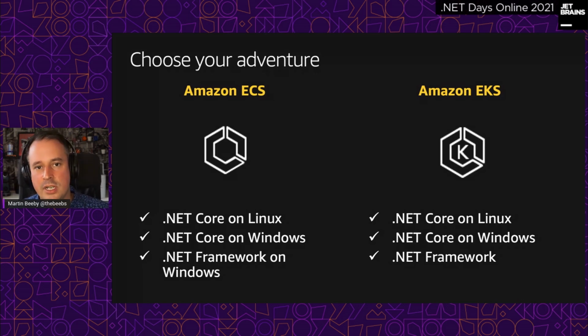And at Amazon, both these services can run any kind of container. So you can run .NET Core on Linux containers. We can run .NET Core on Windows, or we can run .NET Framework on Windows containers on both of these platforms. And what do I mean by that?